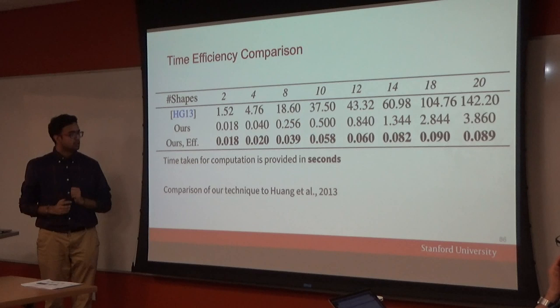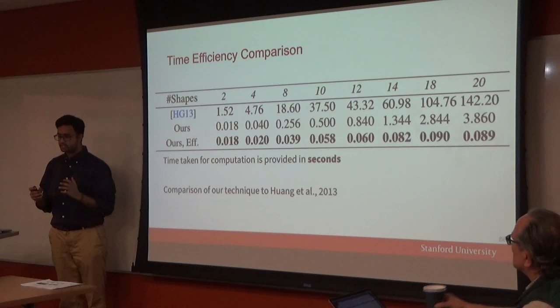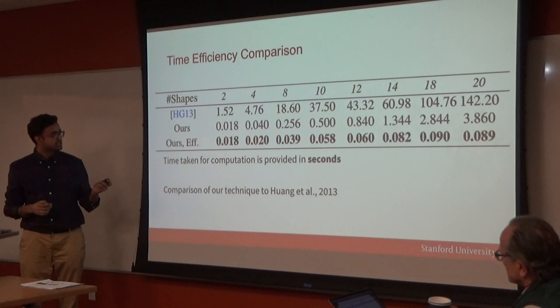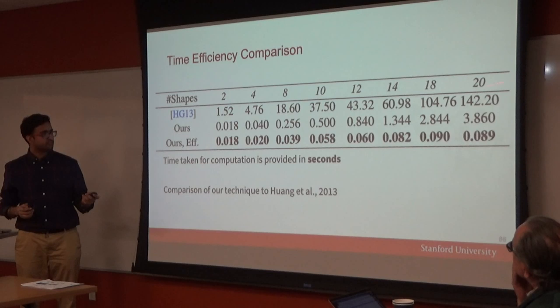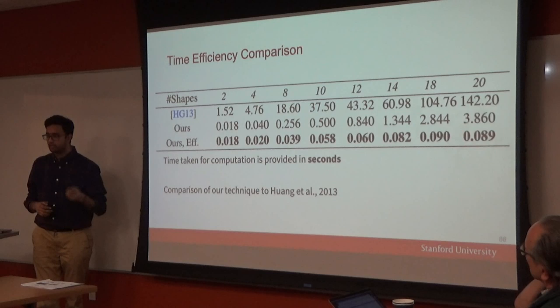We also compare our technique to Huang et al. Huang et al. is the only other technique that tries to build a consistent set of maps in a network of shapes. You can see over here that our technique outperforms Huang et al. significantly, and even for 20 shapes, Huang et al.'s time taken explodes. This is because we use modularity, while modularity was not used previously.